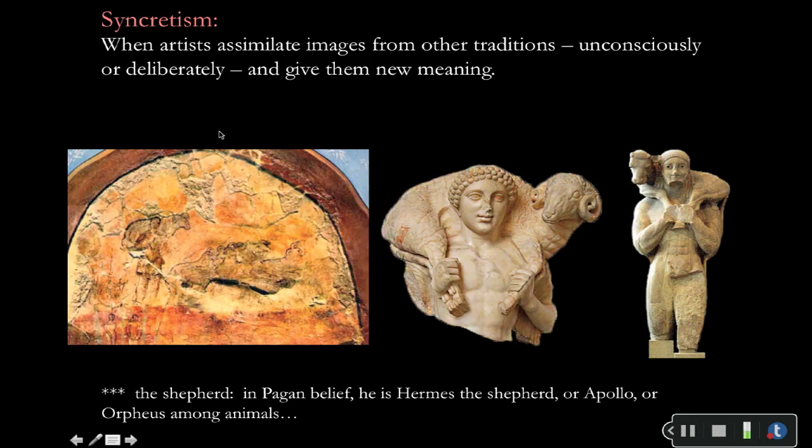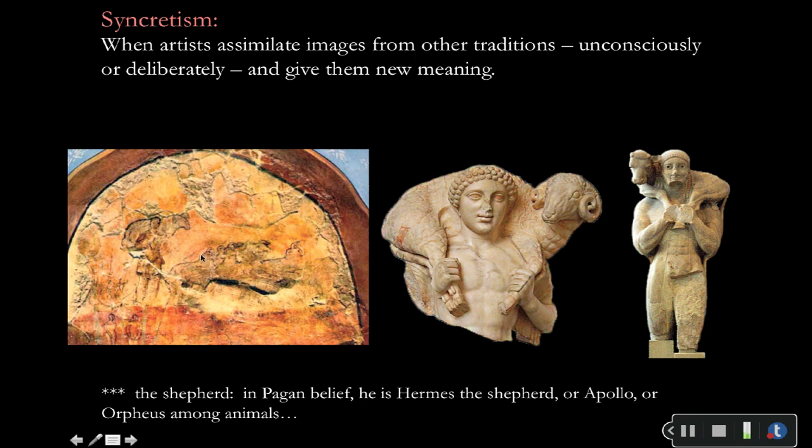So here we have a few, and this is what we call syncretism. Syncretism is a term in your book, so make sure that you note that, and your book might offer a nice definition as well. This is when artists assimilate images from other traditions, whether consciously or unconsciously, and give them new meaning. So the iconography of the Good Shepherd was assimilated from the pagan tradition to the tradition of Christianity.